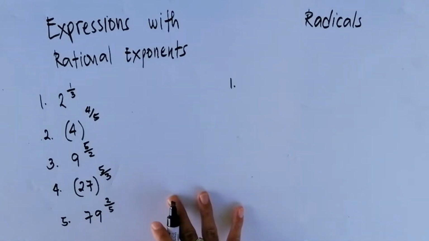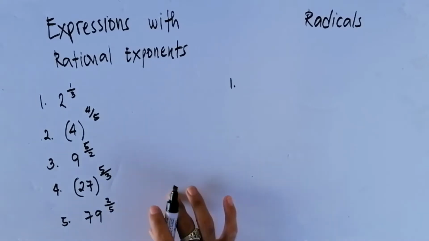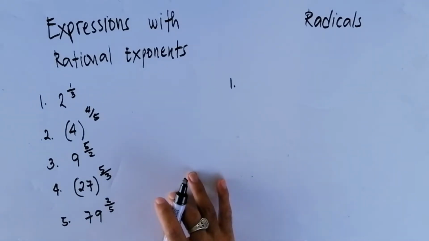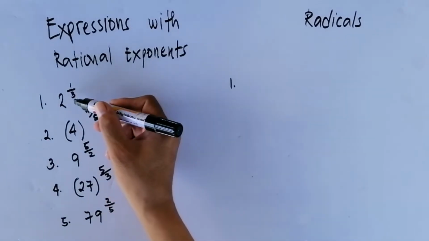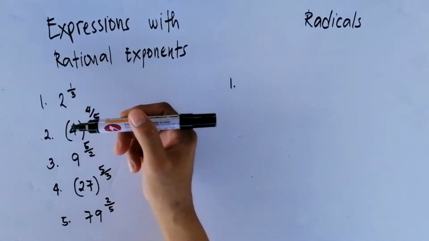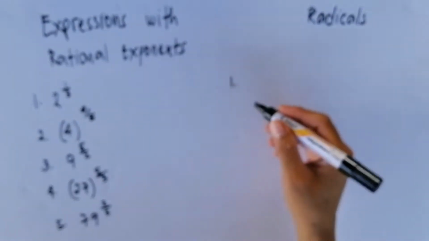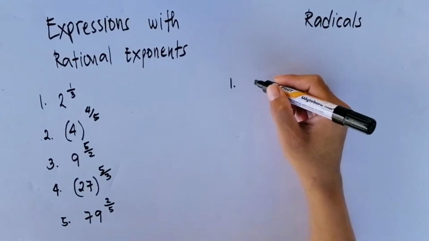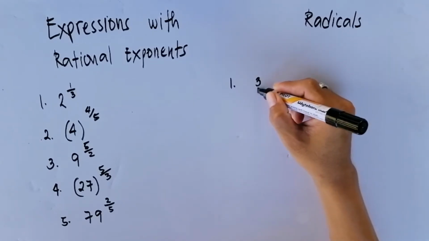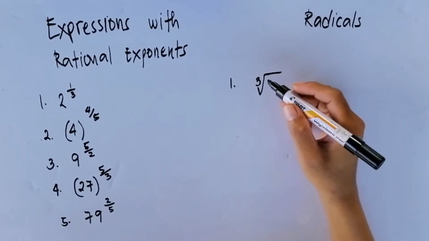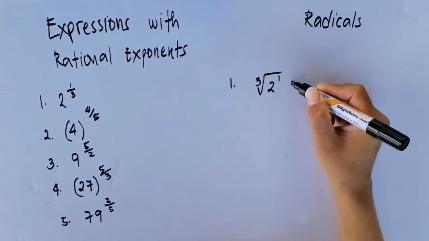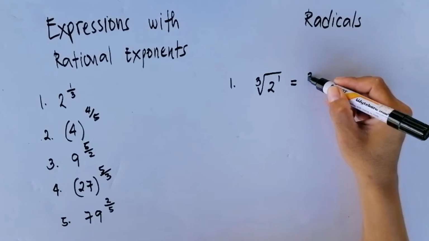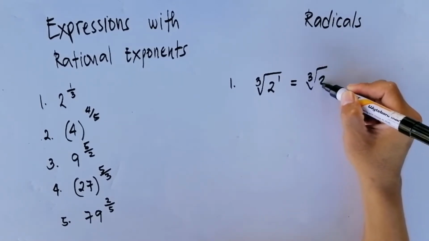Okay, expressions with rational exponents. Number 1: we have 2 raised to the power of 1/3. For radicals, this is the index and this is the exponent of the radicand. So that is the cube root of 2 raised to 1, or simply the cube root of 2.